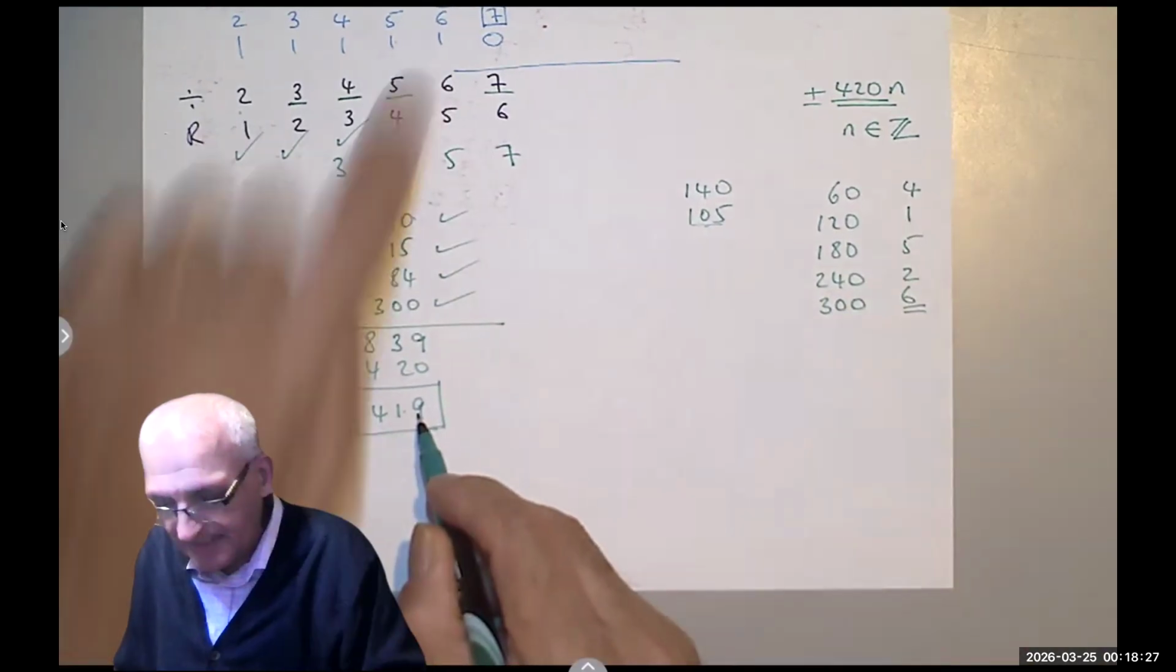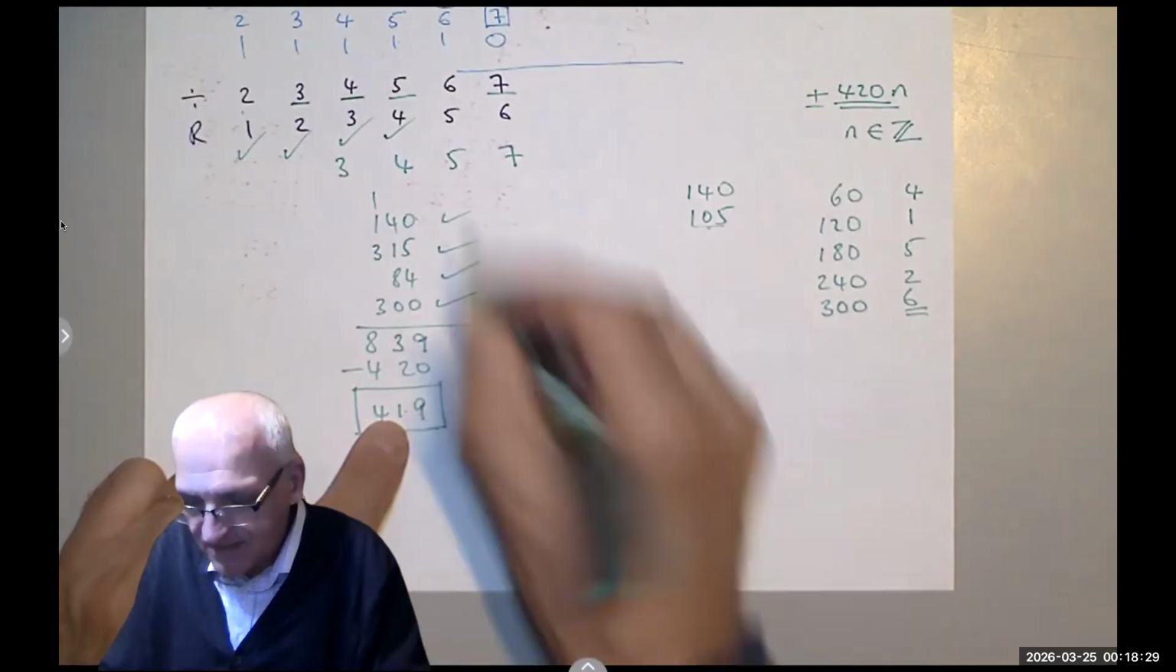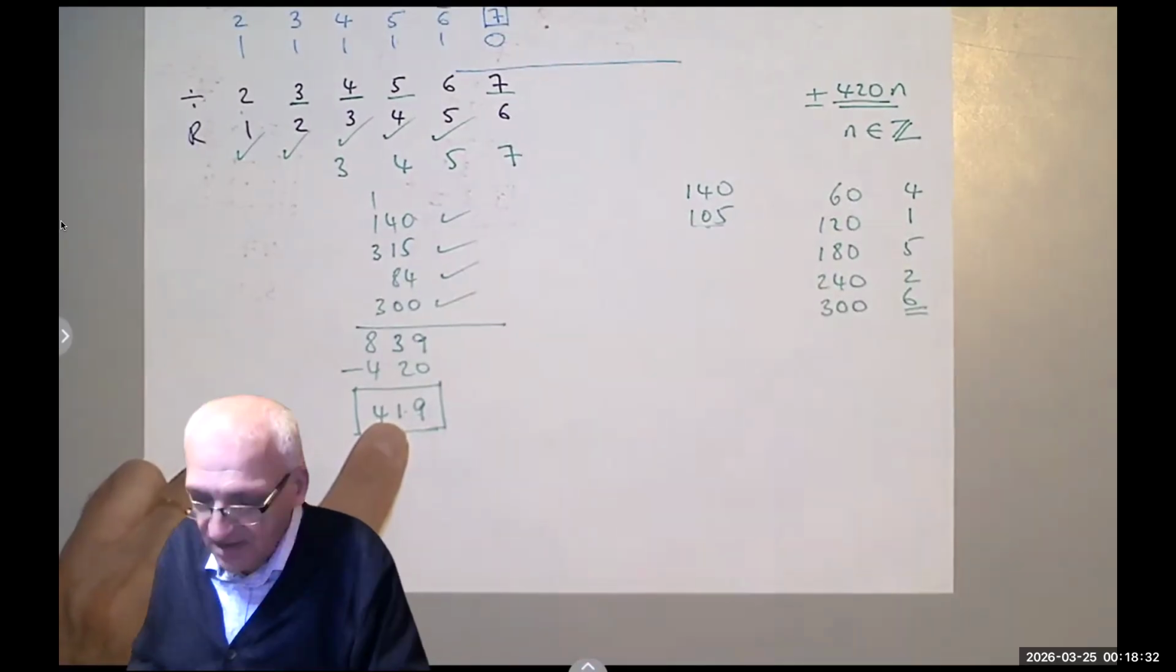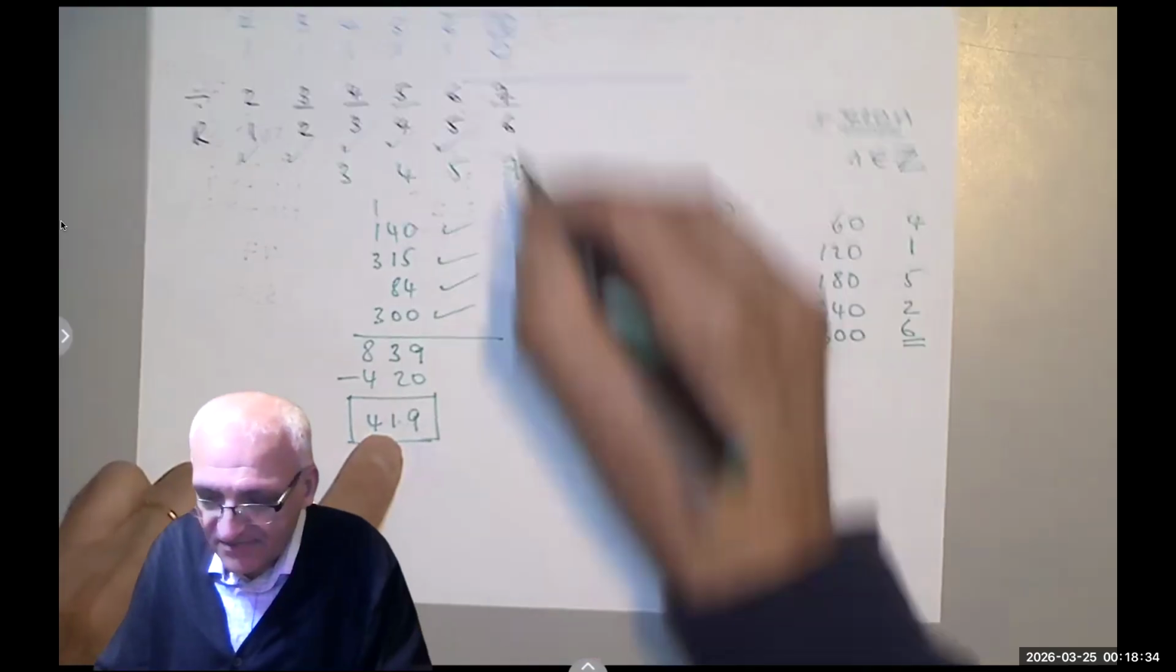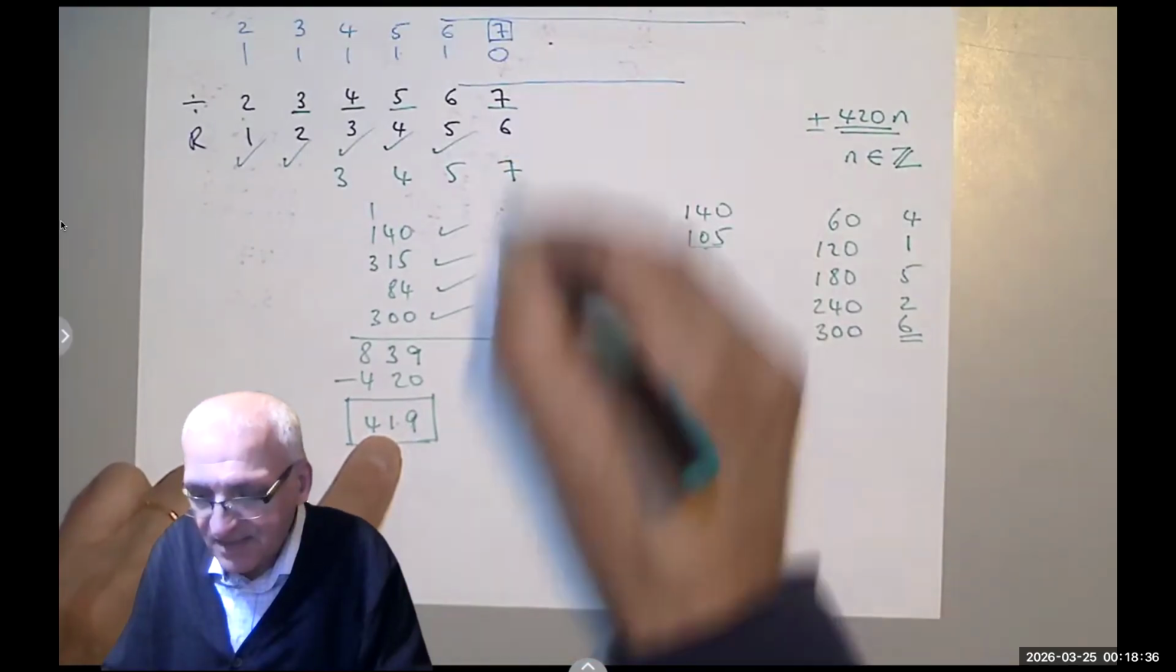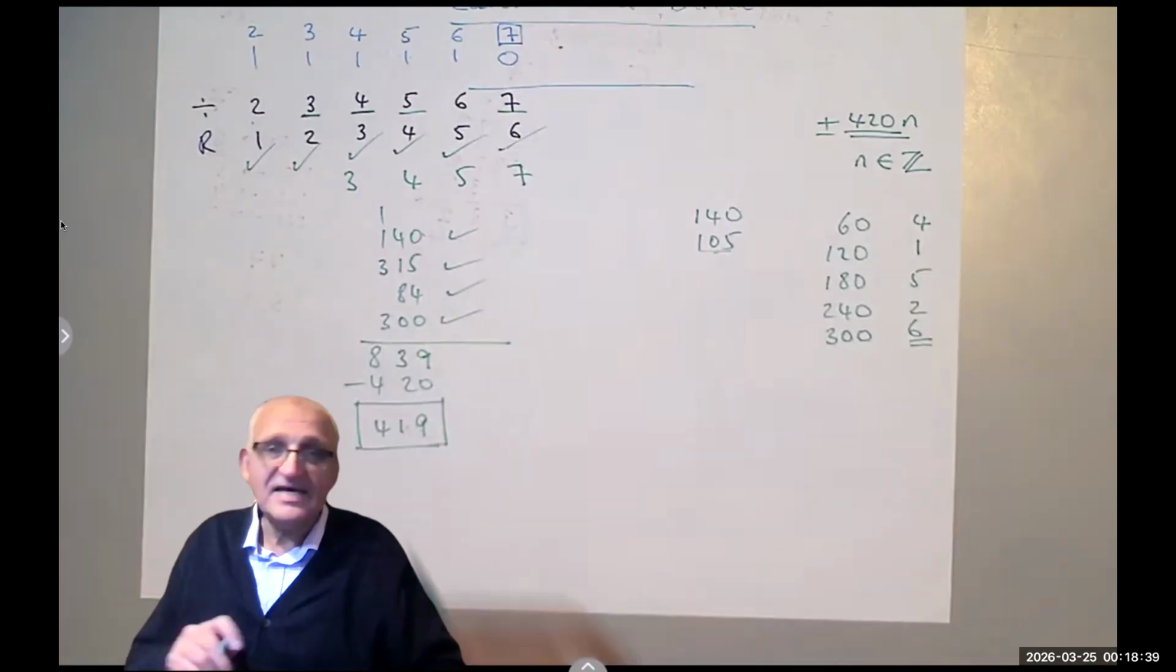420 is divisible by 6. This is 1 less, so you get a remainder of 5. Again, 420 is divisible by 7, so 1 less would give you a remainder of 6, and that is the answer.